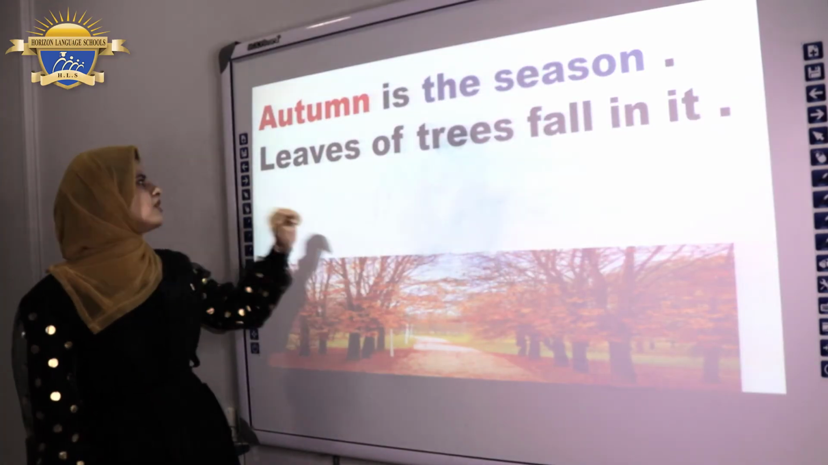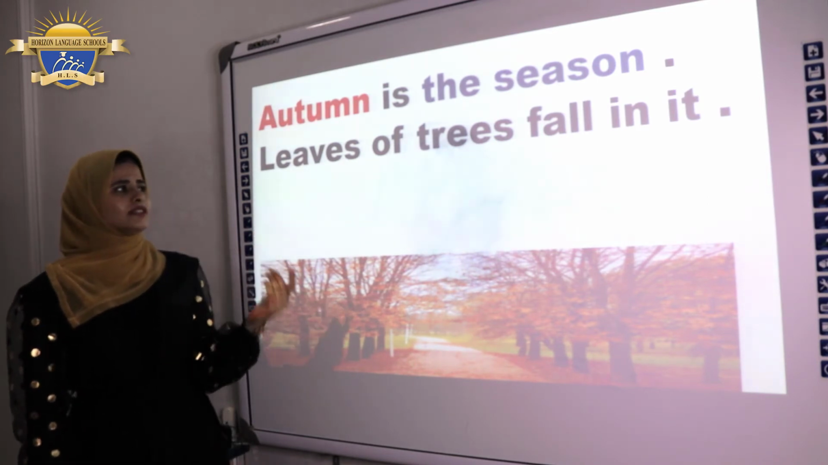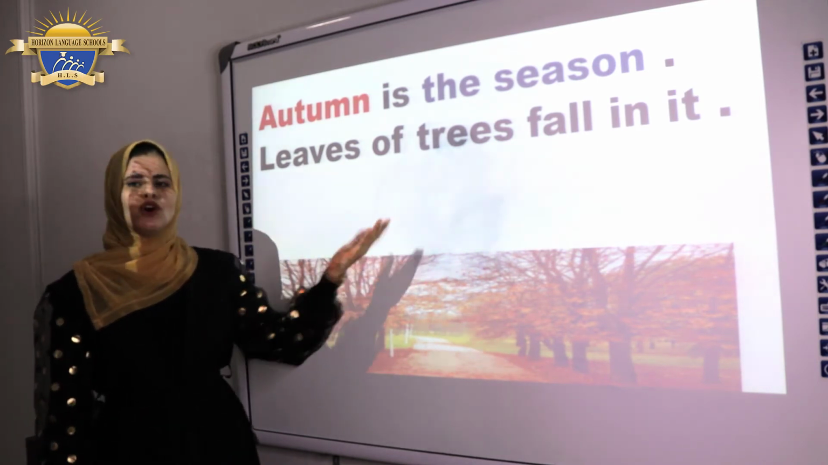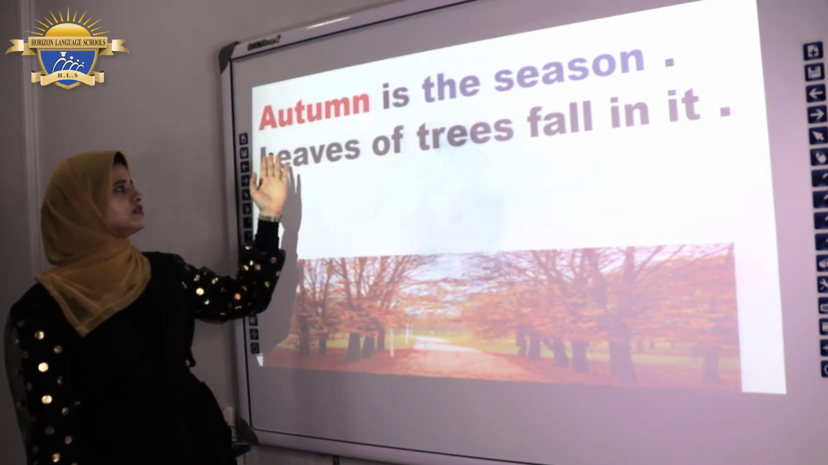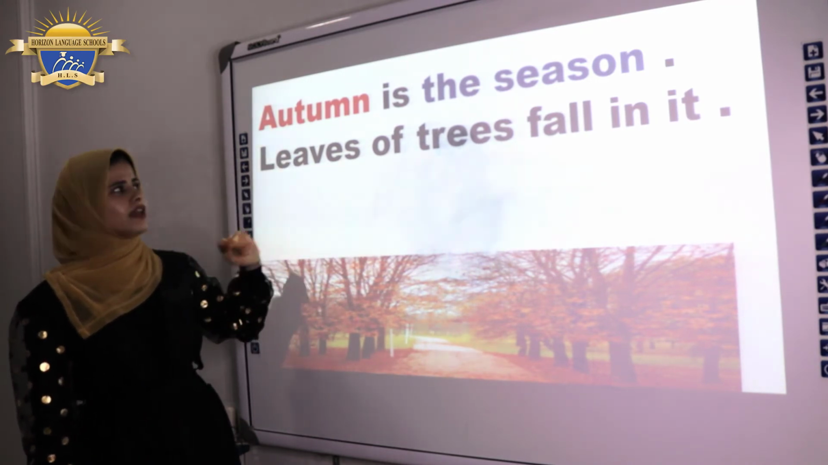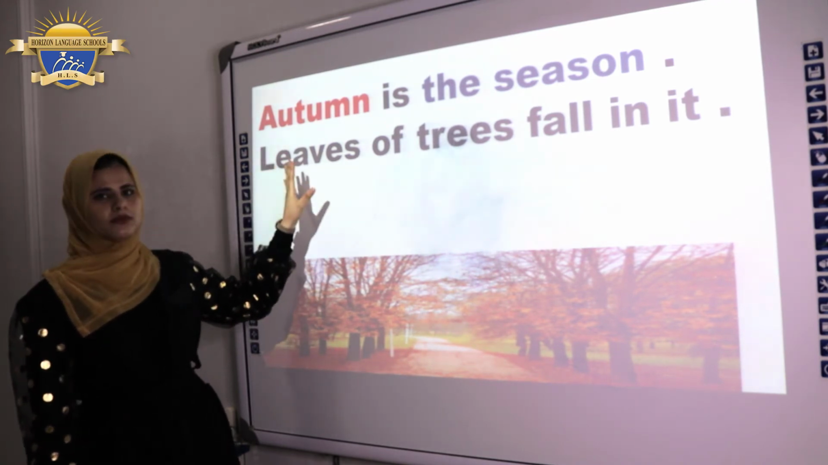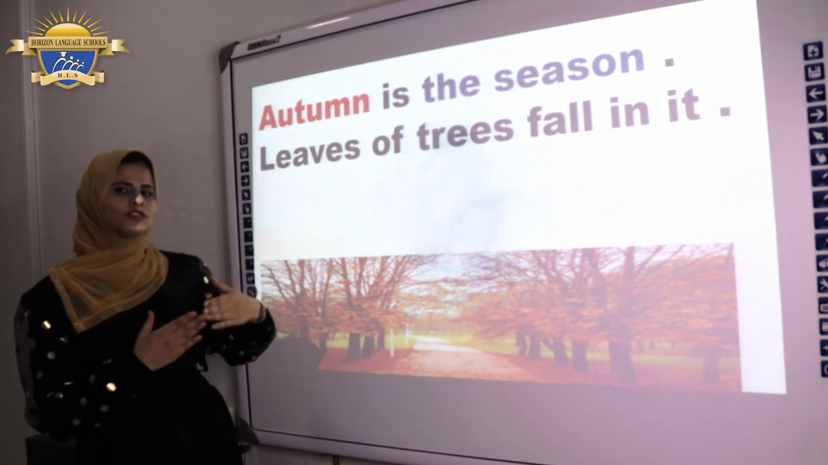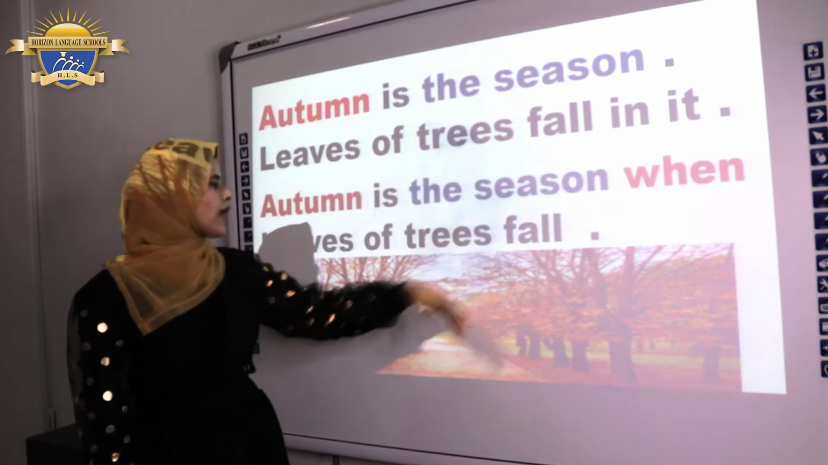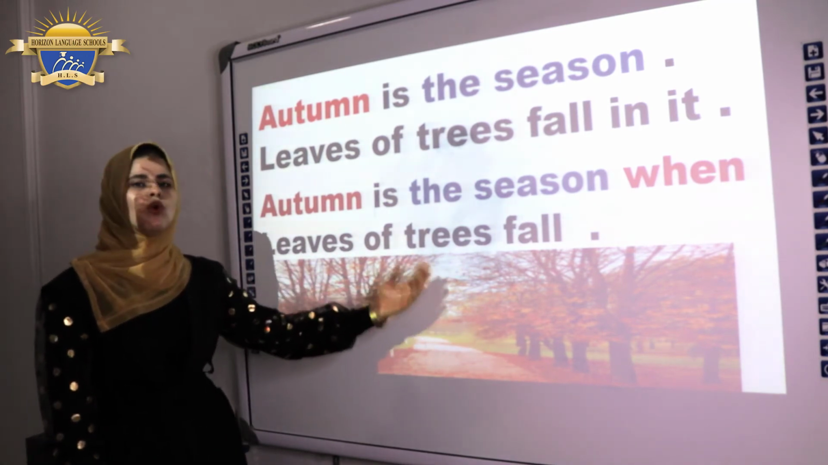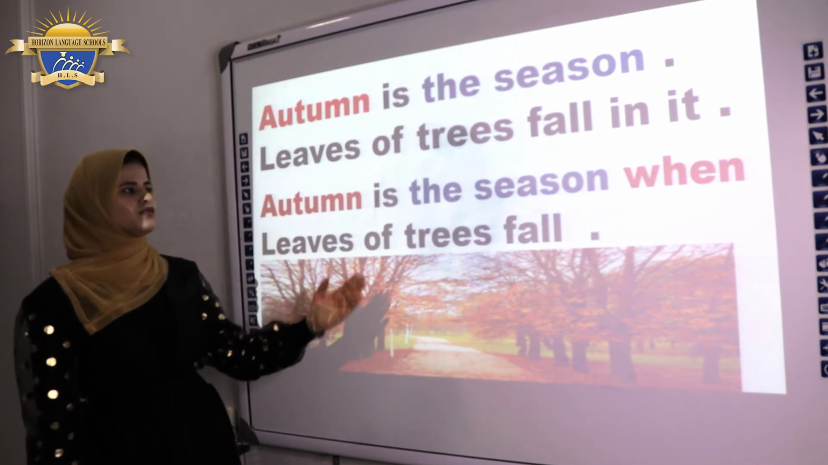Autumn is a season. Leaves of trees fall in it. Okay, if I asked you, when do the leaves of the trees fall? Okay, it falls in autumn. Okay, so here the focus is on the time, autumn. Okay, how can I join these two sentences? Let's see. Autumn is the season when leaves of trees fall.